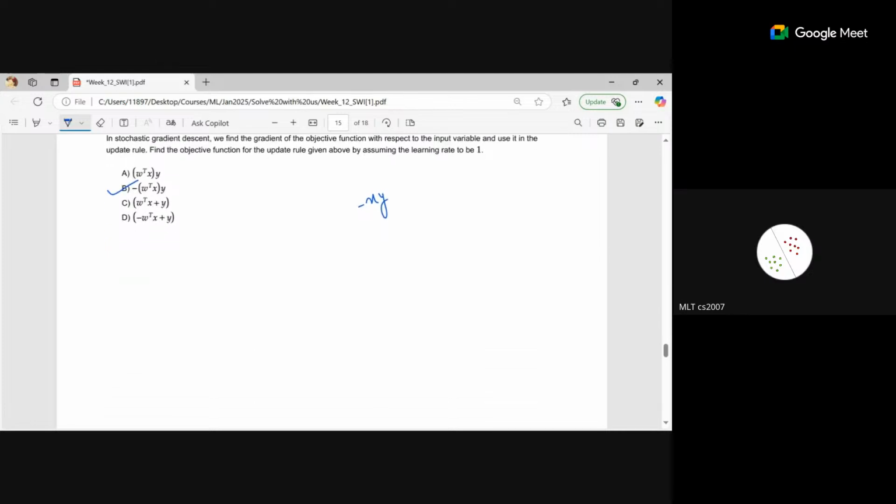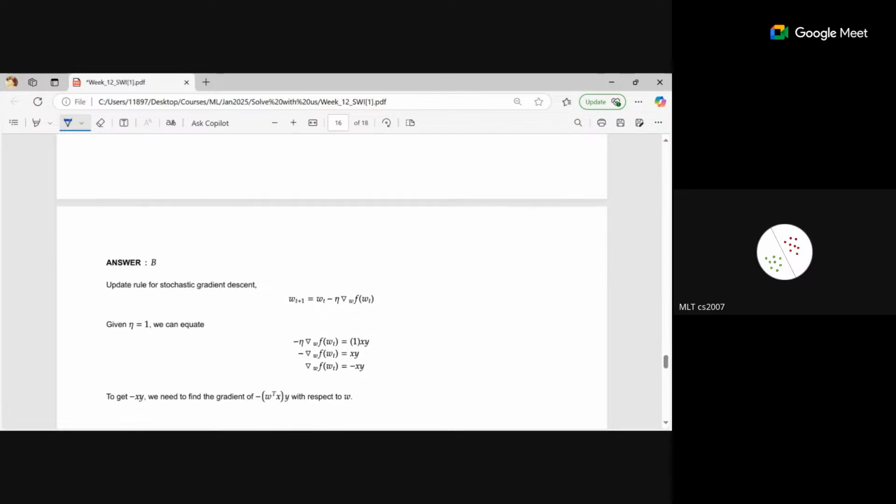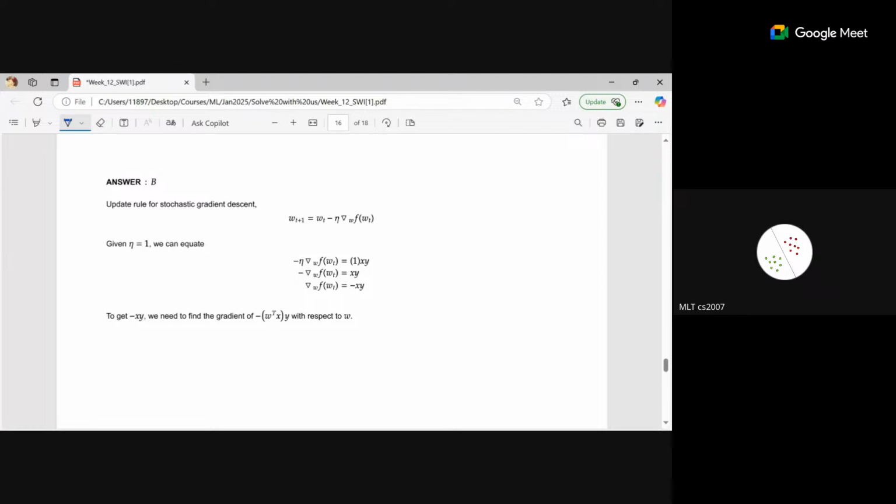All right. So we know from stochastic gradient descent that W_t plus 1 is W_t minus eta times the gradient of f(W_t) with respect to W, right? And it is asked that you take eta to be 1. Assume the step size is 1. So this is what we get. Using the perceptron, at the end we'll reach this, and only using this as the objective can we get the gradient to be minus of xy. This is the right answer, option B.